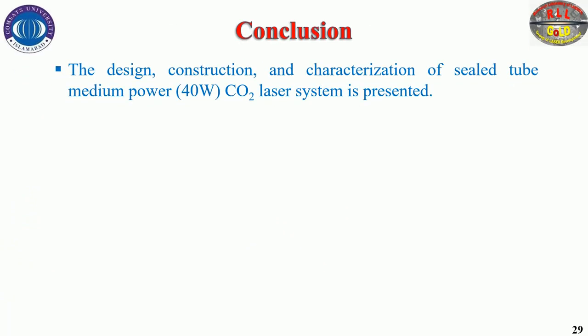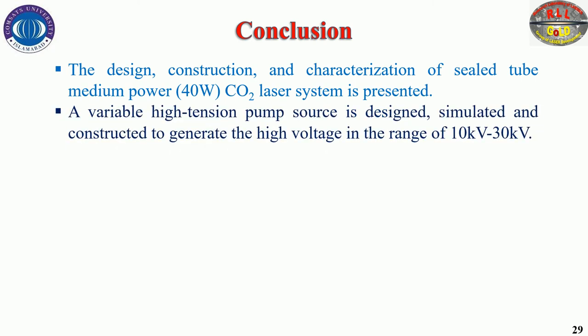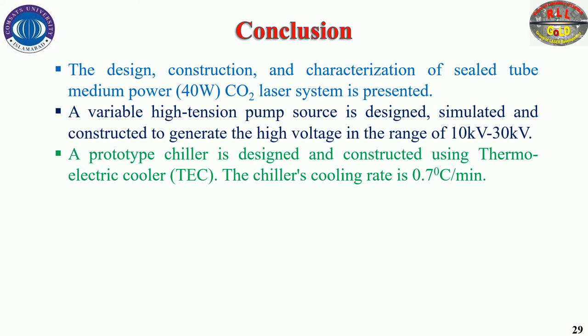Conclusion. The design, construction, and characterization of a medium power CO2 laser system is presented in this presentation. A variable high tension pump source is designed, simulated, and constructed to generate a high voltage in the range of 10 kilovolt to 30 kilovolt. A prototype chiller is designed and constructed using a thermoelectric cooler. The chiller cooling rate is 0.7 Celsius per minute.